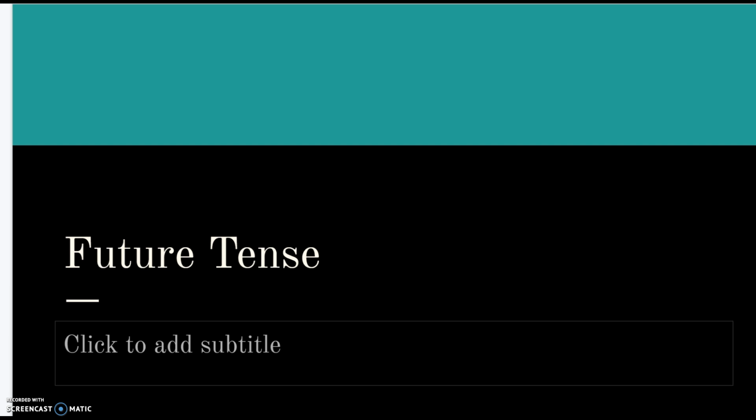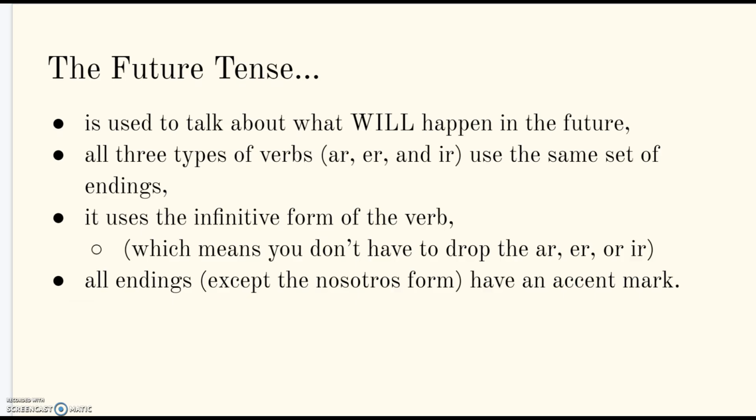So we're going to jump kind of in the middle. We're going to talk about the future tense today. And quite obviously, the future tense is used to talk about what will or will not happen in the future. And the great thing about the future tense, the thing that I absolutely love, is that all three types of verbs in Spanish, the AR, ER, and IR verbs, are going to use the exact same set of endings. So that makes your lives so much simpler.